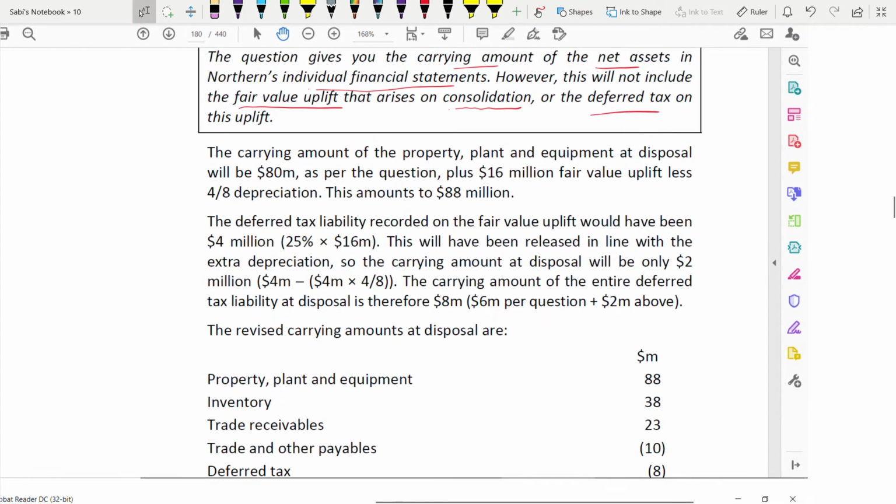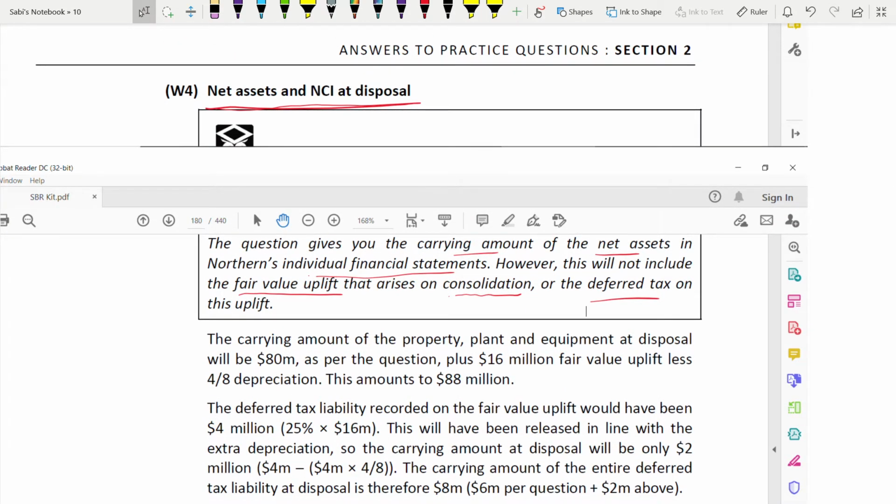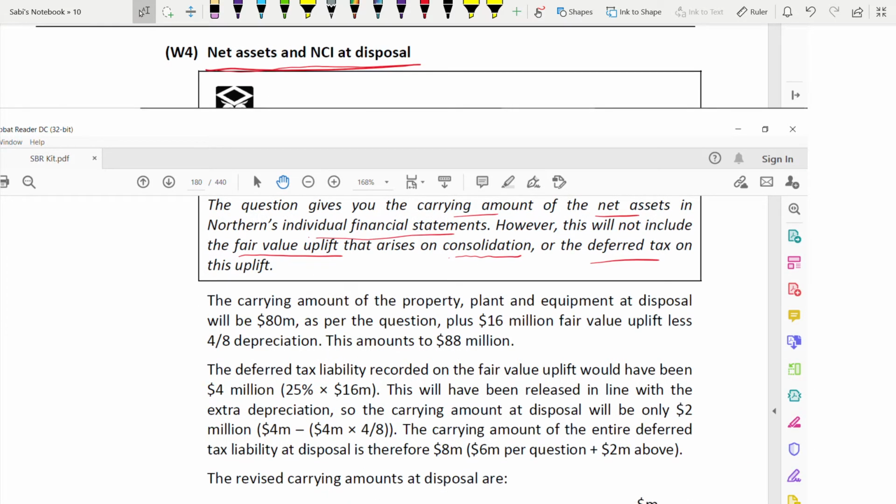So let's see. You need to answer this. The carrying amount of the PPE at disposal will be, you need to write these things properly. What is it? Net assets and NCI at disposal. See, we came to find out how to get the deferred tax asset on subsidiary, right? To get the deferred tax asset on subsidiary, you need to first find out the NCI and net assets at disposal of the subsidiary. So you need to find the net assets. Net assets means all the assets minus liabilities. That's why we are finding out what is the PPE carrying amount, what is the other stuff and all.